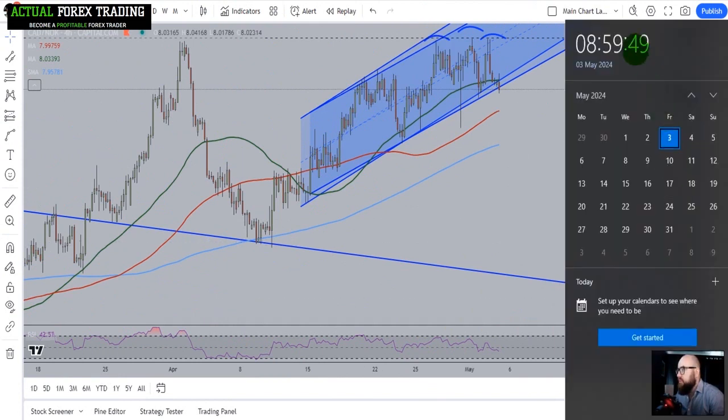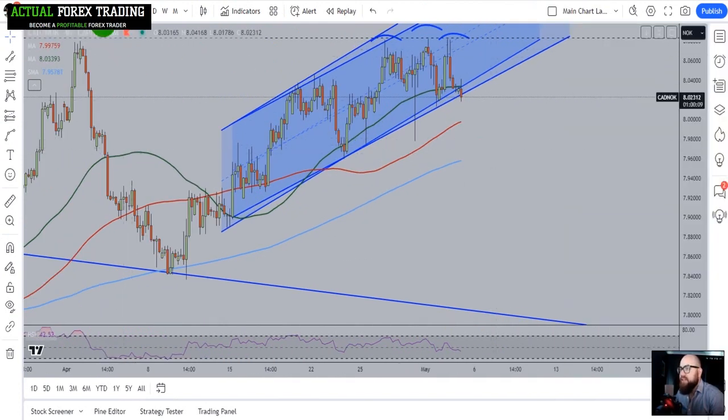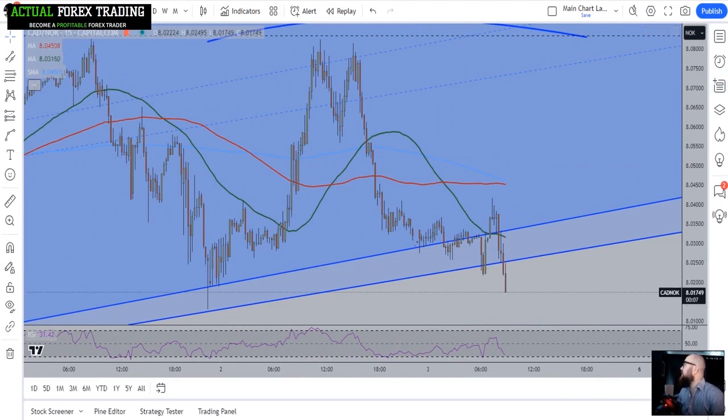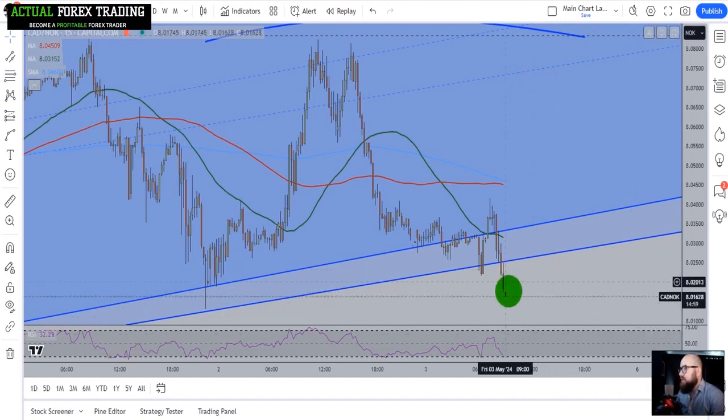Okay, the news is approaching. 10 seconds. Let's go to a lower time frame and see what happens here. I need to keep an eye on my position on my CMC Markets account. And here we go. Let's see what happens here.